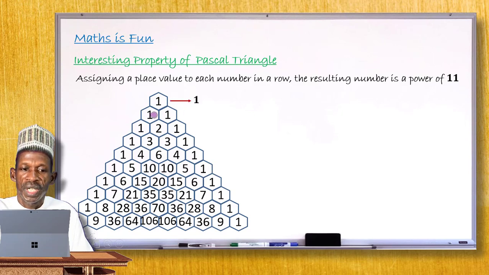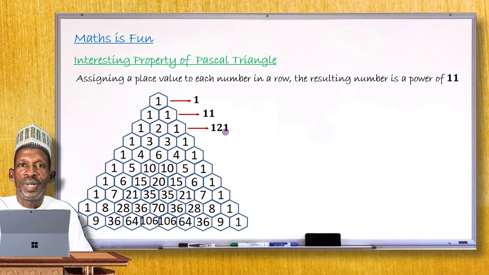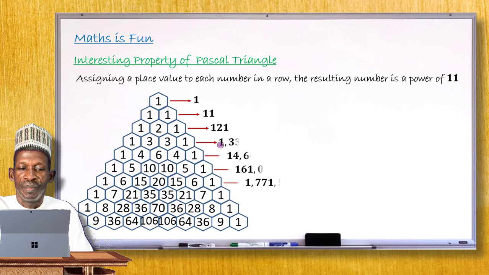But moving to the second row, you have 1, 1. One of the numbers has place value 10, and the other one has place value unit. So this number will just be 11 after assigning appropriate place value to them. Next row, you have 1, 2, 1. If you assign place value, this 100, this 10, this unit, what you have in the end is 121. Next row is having 1, 3, 3, 1, and in the end, this number is nothing but 1,331.